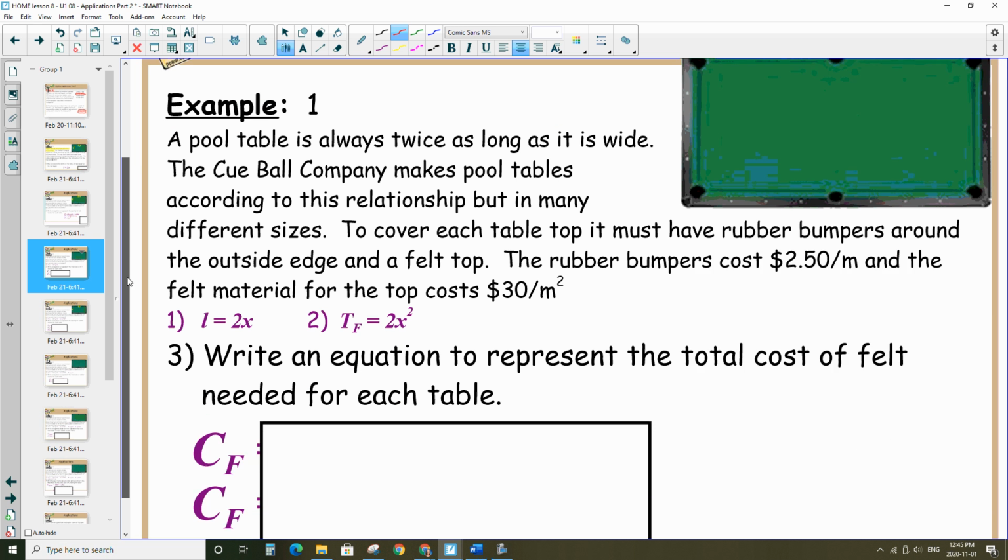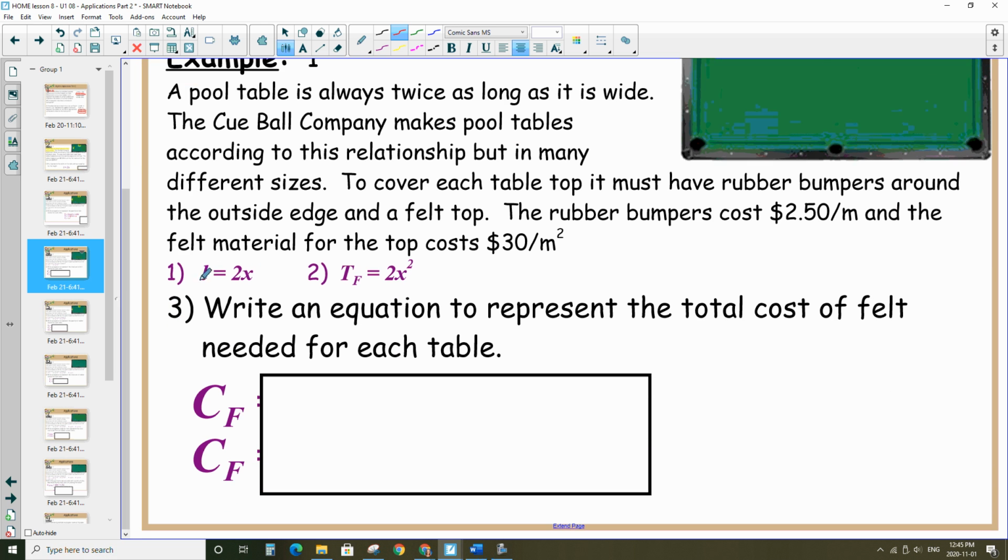Question 3. And I just have my answers for 1 and 2 over here, so we can keep track of that even though we're changing the slides. So question 3, write an equation to represent the total cost of felt needed for each table. Remember, the cost of the felt was $30 per square meter. And we're going to use our expression from the answer for number 2.